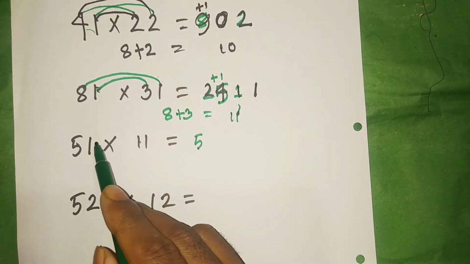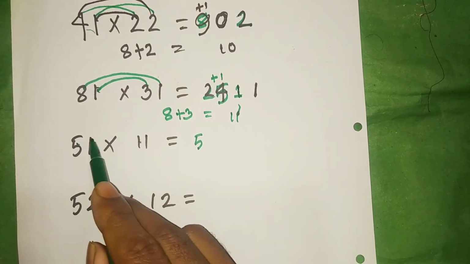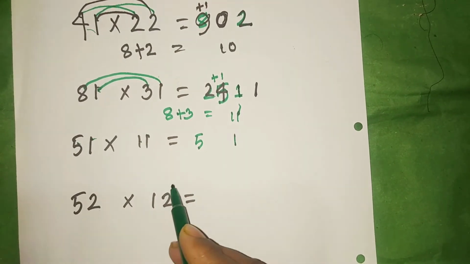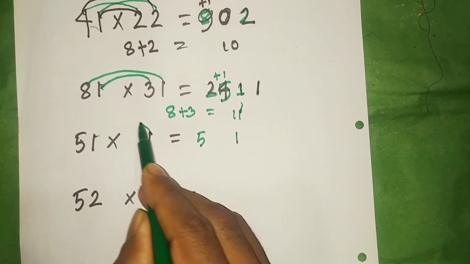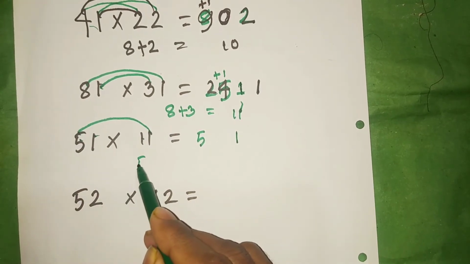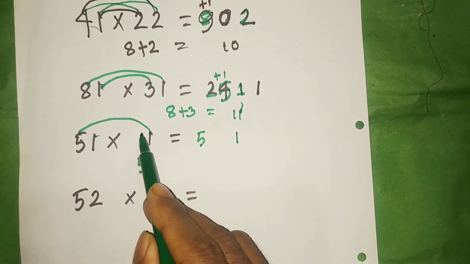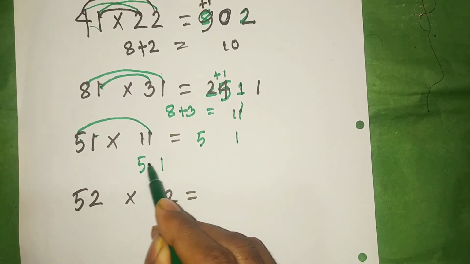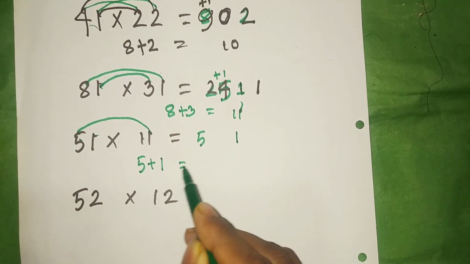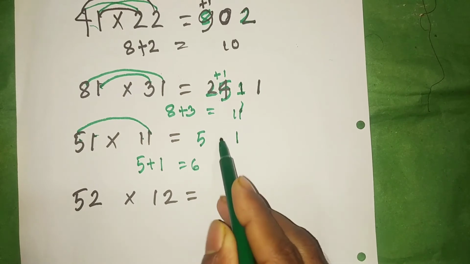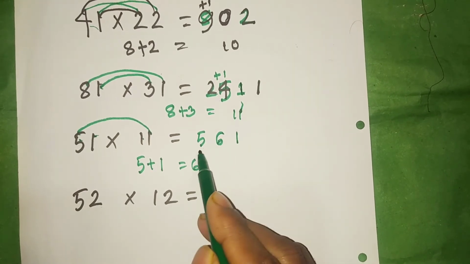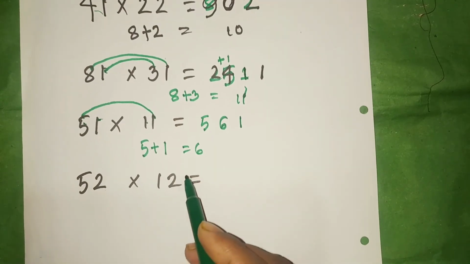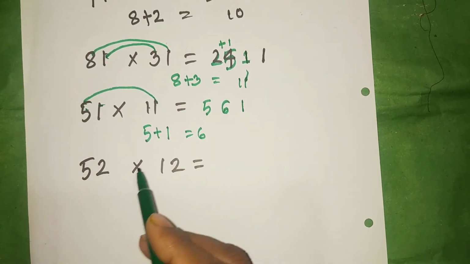And now next example, first two digits multiply, 5 and 5 multiply 1 5, and last two digits multiply, 1 1 multiply 1, and 5 1 multiply 5, and 1 1 multiply 1, and together we have 6, and 6 put here, and that is the answer 561. So let's go to the next example.